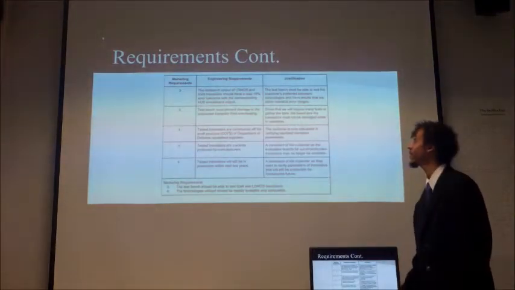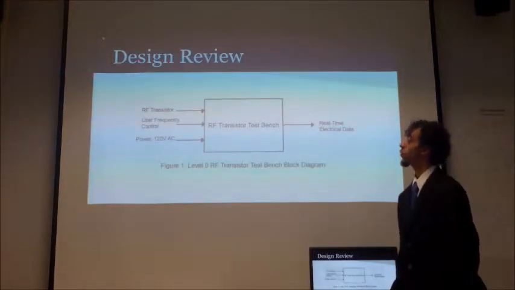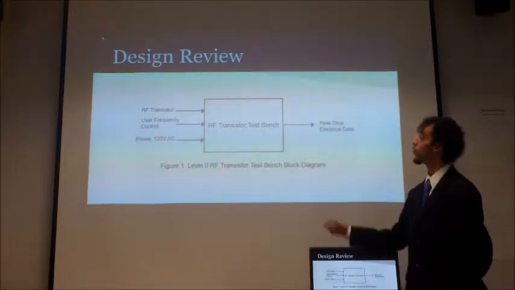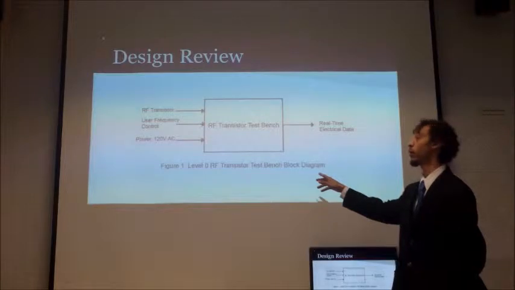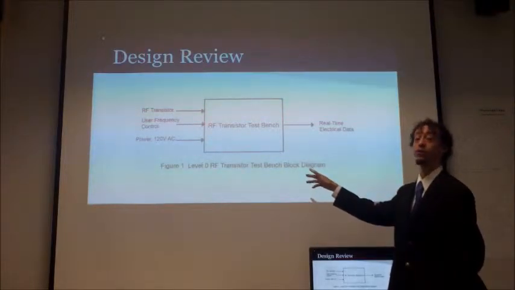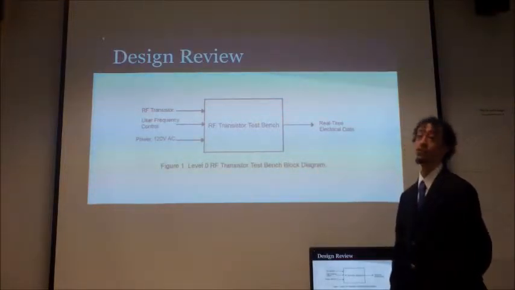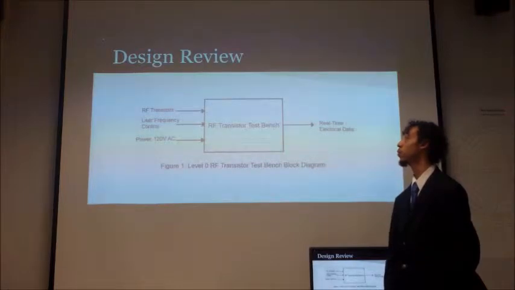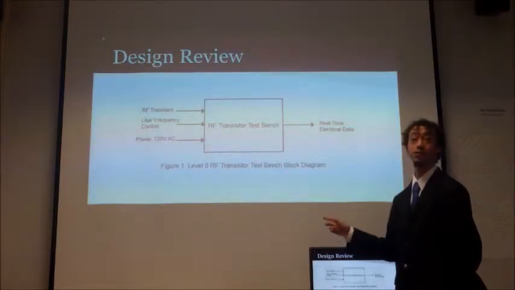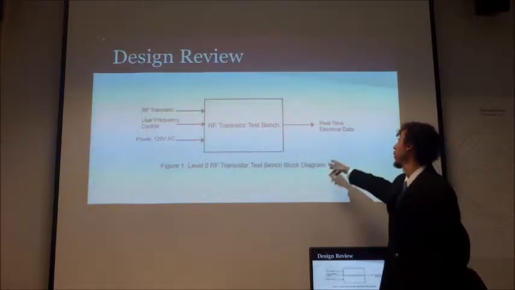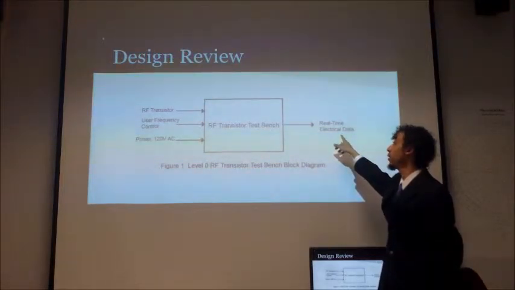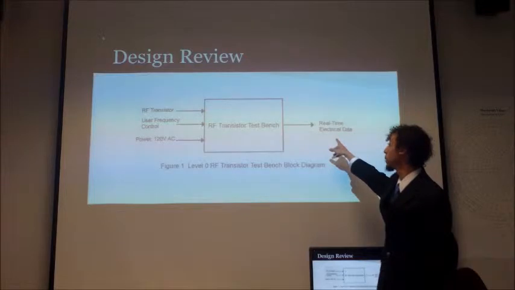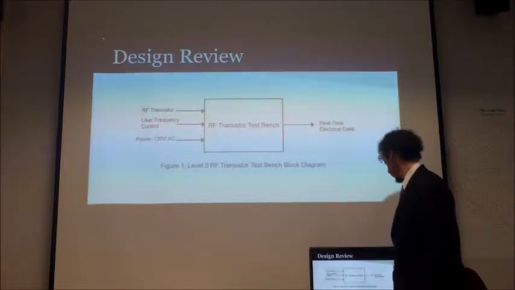Thank you, Tariq. Moving on, this is part of the beginning of our design review, the block diagrams. This is the level 0 block diagram. As you can see, there are going to be 3 inputs. That's the RF transistor itself, user frequency control, and 120 volt AC power, your standard wall power. And the only output is real-time electrical data that will be monitored by software on the other side.